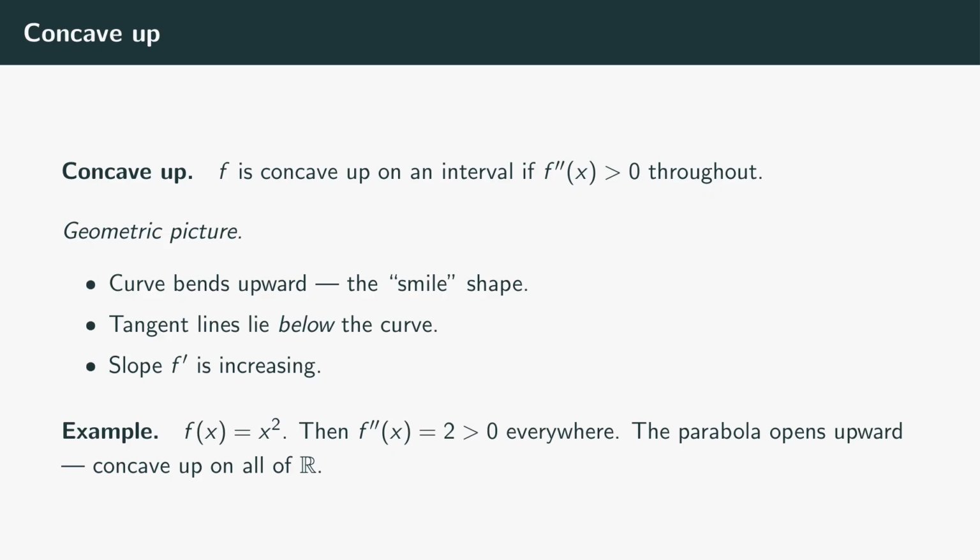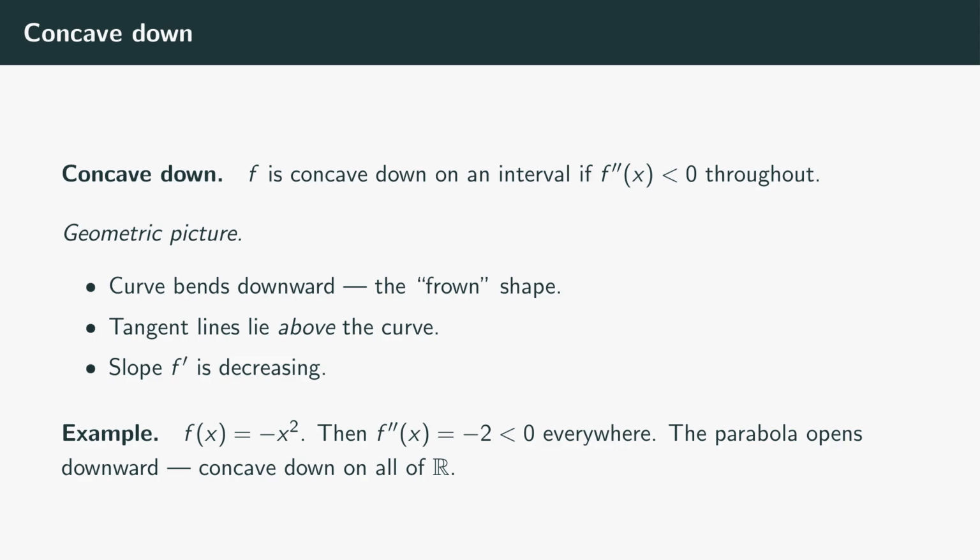Third, in terms of the slope, f prime is increasing. The function might still be going down. Concave up doesn't mean increasing, but its slope is getting more positive over time. The canonical example is f of x equals x squared. The second derivative is 2, which is positive everywhere. The parabola opens upward, holds water, and its tangent lines all sit underneath it. Concave up on all of the real line.